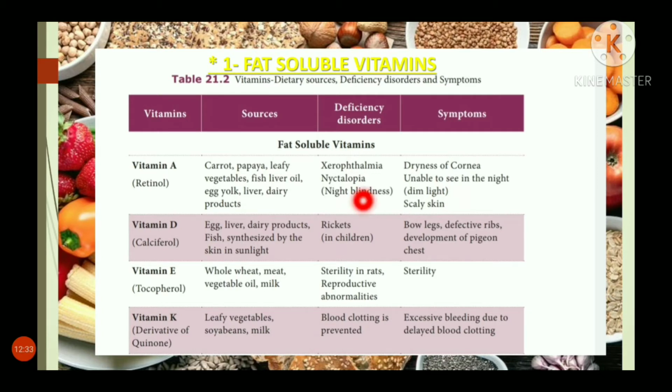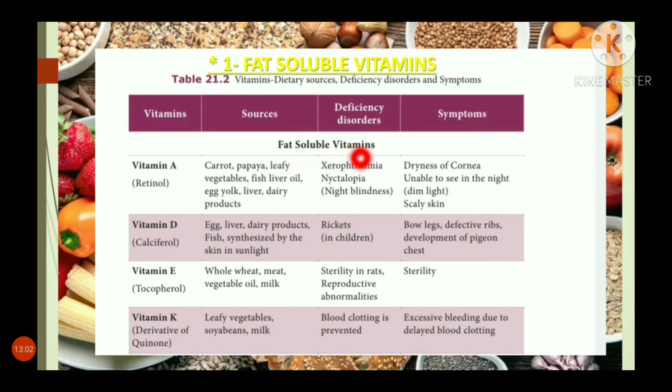In vitamins, we have said that we will be studying two types, fat soluble vitamins and water soluble vitamins. Here we are going to study fat soluble vitamins, that is vitamin names, their sources, where we get them, and deficiency disorder. If you don't eat that food, what happens to you? And symptoms, if you have the disease, then what are the symptoms, to be very careful.